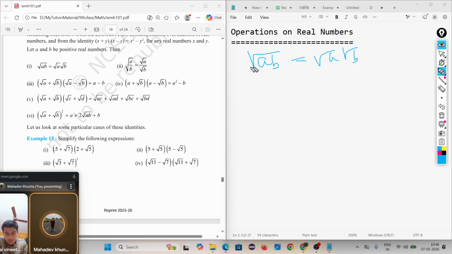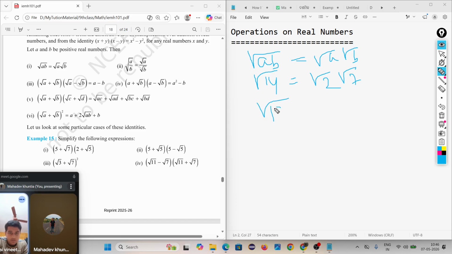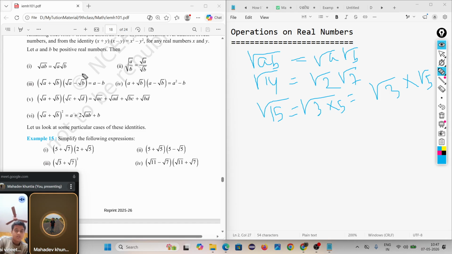Suppose the example is root 14. I can write this root 14 as root 2 into root 7. Root 15: root 3 into root 5. I can write 3 into 5, and I can write separately root 3 into root 5. You understand the first identity?